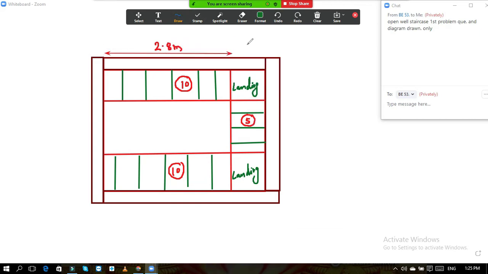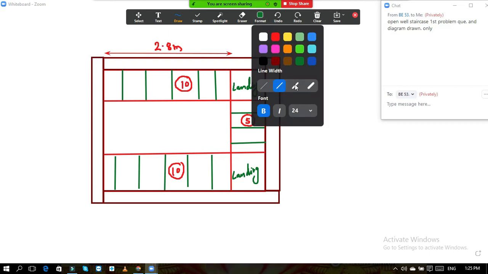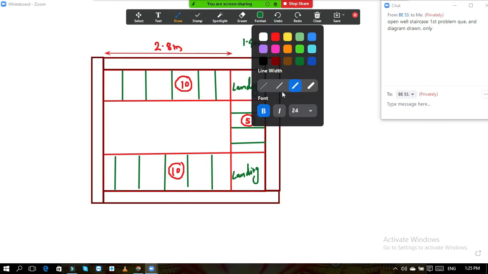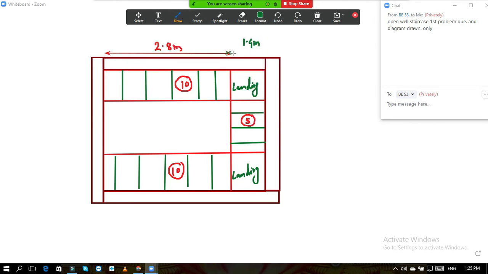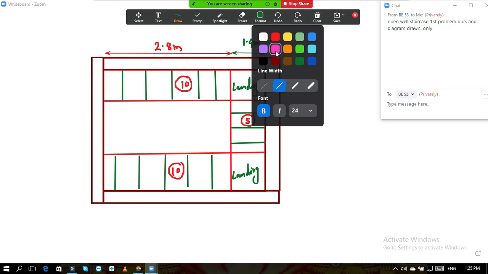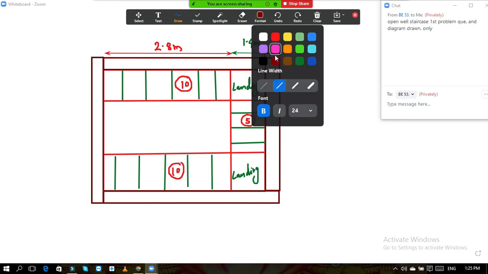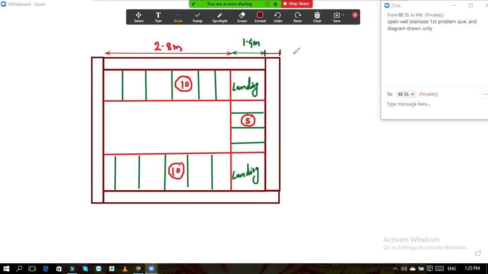Then next, this is 1.4 meter. This landing is of 1.4 meter, and this remaining, whatever remaining is there, this much.